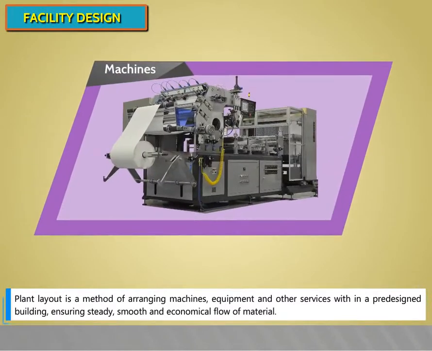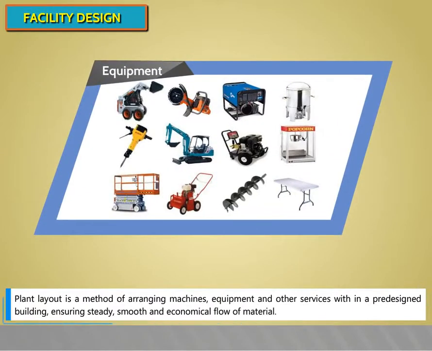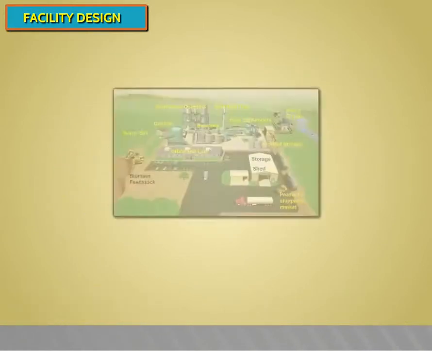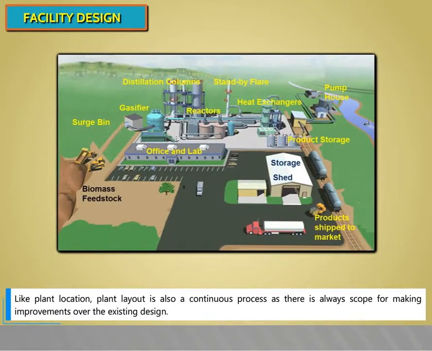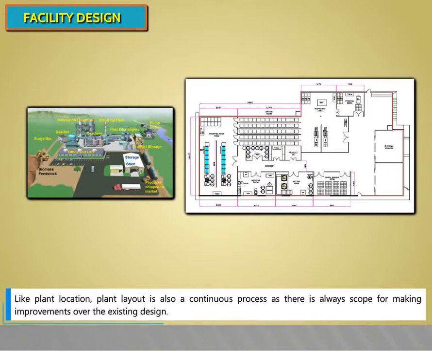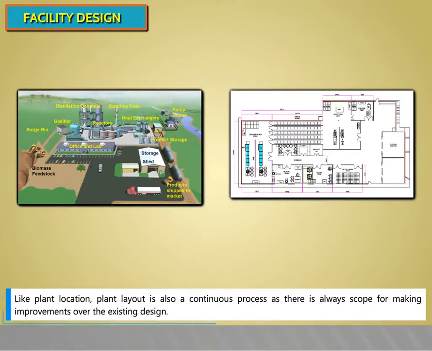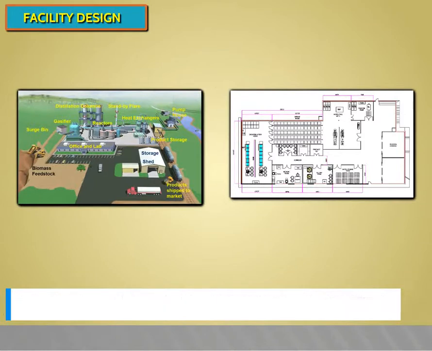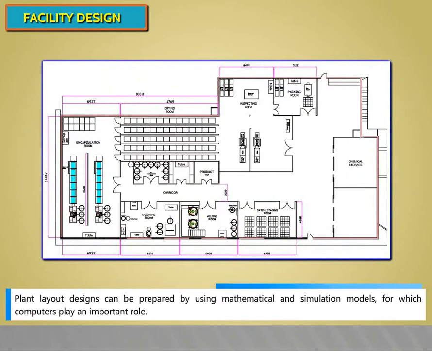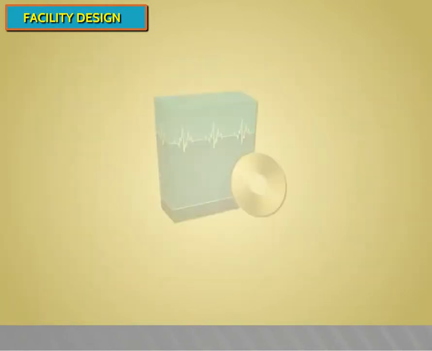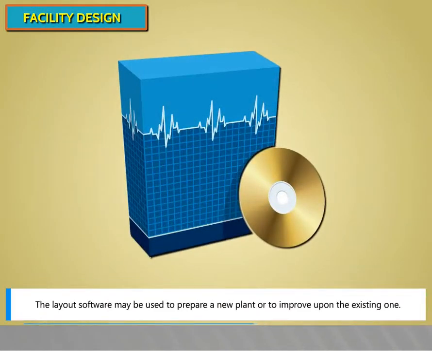Plant layout is a method of arranging machines, equipment, and other services within a pre-designed building, ensuring steady, smooth, and economical flow of material. Like plant location, plant layout is also a continuous process as there is always scope for making improvements over the existing design. Plant layout designs can be prepared by using mathematical and simulation models for which computers play an important role. The layout software may be used to prepare a new plant or to improve upon the existing one.